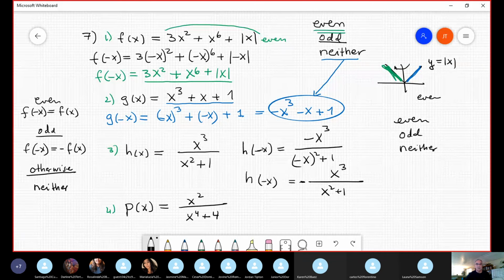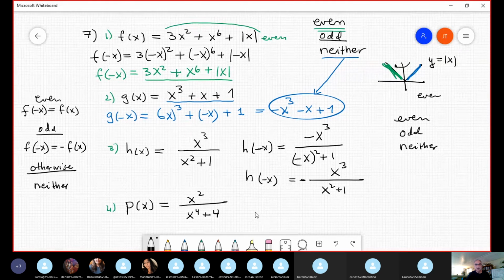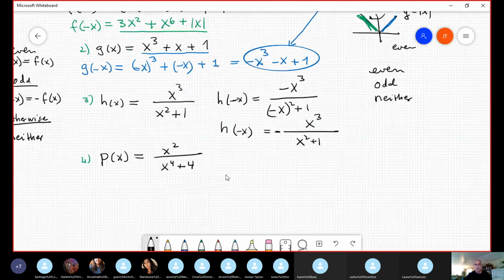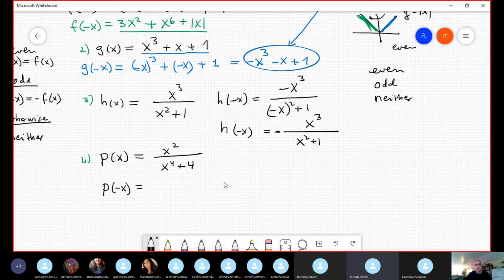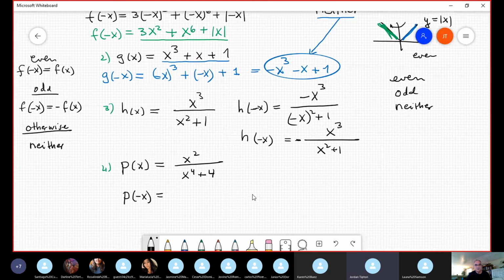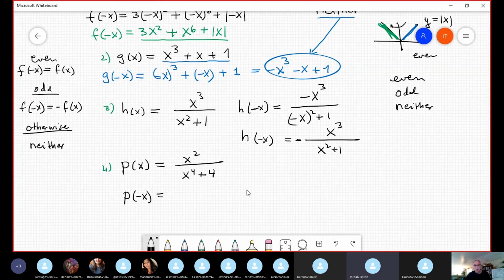Okay, super. Let me try the last one. What do you see? What do you think about using intuition, even, odd, or neither? What was the answer on that one though? H of x, what is it? What was the answer on the last question we just did? The last was odd.